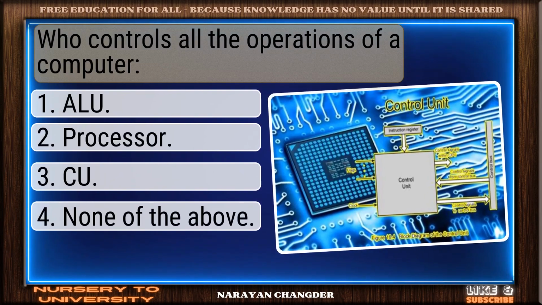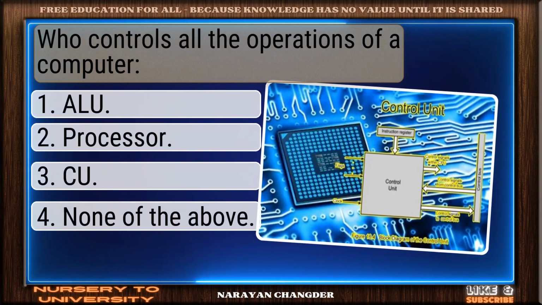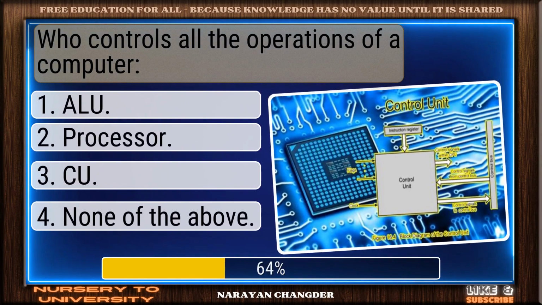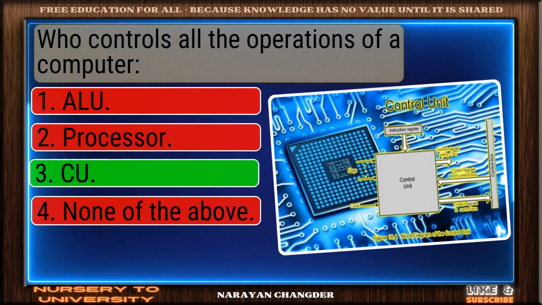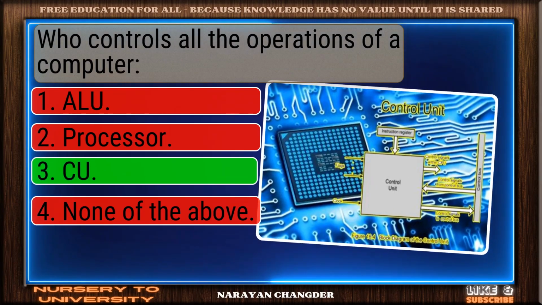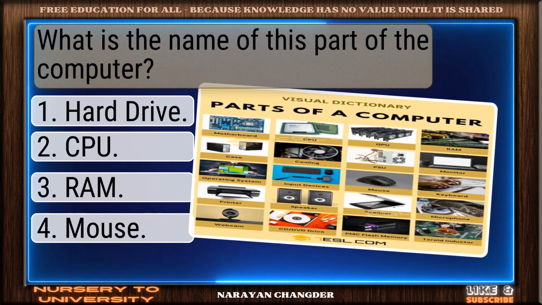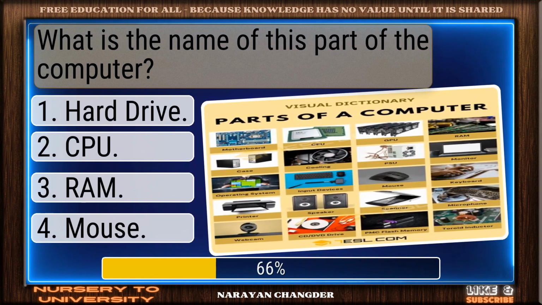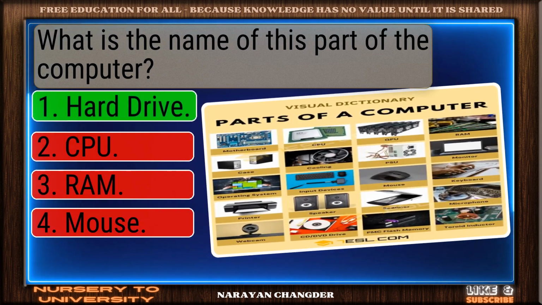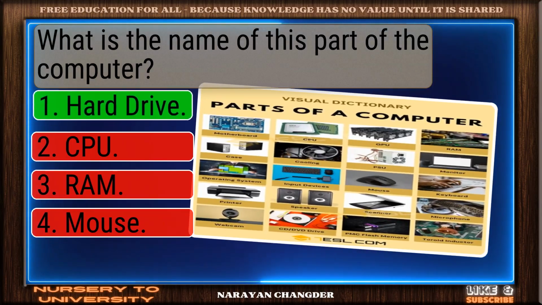Question number 21. Who controls all the operations of a computer? Sharp thinking. CPU is the right choice. Question number 22. What is the name of this part of the computer? Good thinking. Hard drive is the right answer.